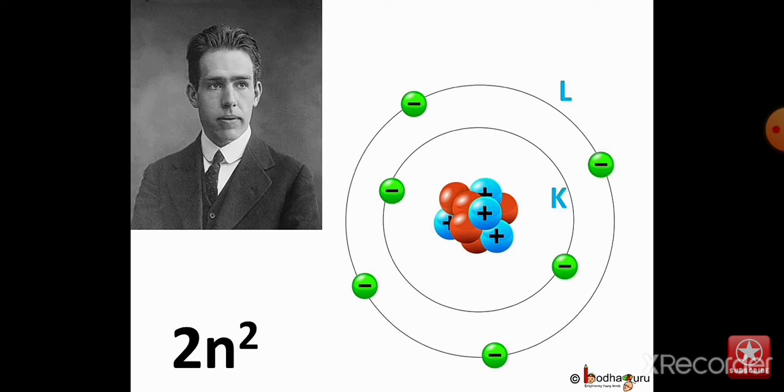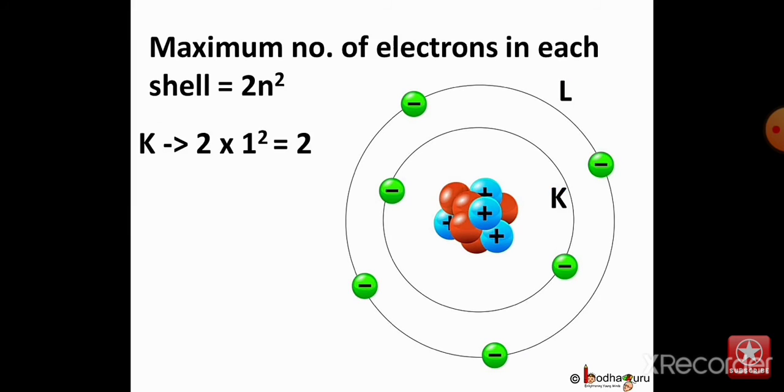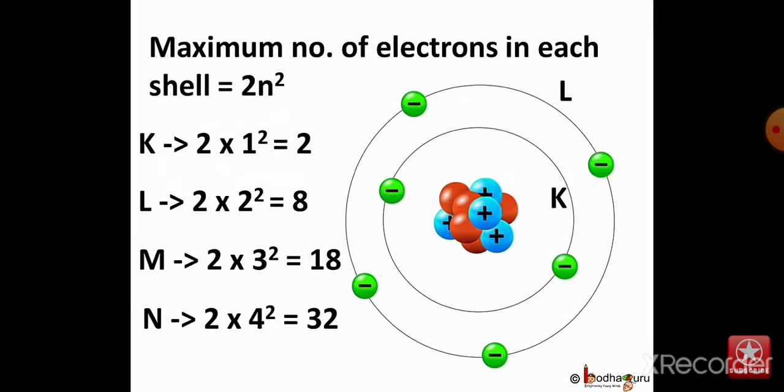The first shell is known as K shell and the second shell is known as L shell. The maximum number of electrons in each shell is 2n². The electrons are not accommodated in a given shell unless the inner shells are filled. That is, the shells are filled in a stepwise manner: K shell, L shell, M shell, and N shell.